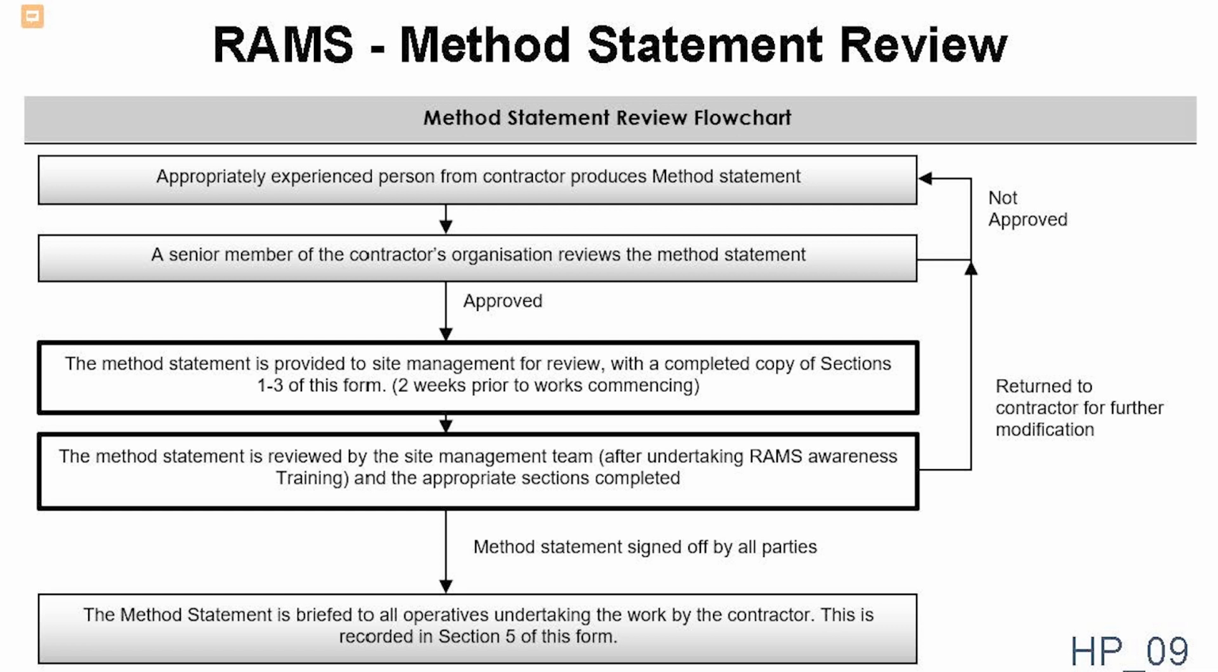So first of all, it's for the contractor. An experienced contractor would produce a method statement, and then a senior member of the contractor's organisation reviews it to then pass to us. Once they've approved it, it then comes to us, and we need to site manage it 2 weeks before, and then it goes through our senior teams as well. If it's rejected, we just return it to the contractor for them to improve it, and the end result, hopefully, is the method statement gets signed off by all parties.